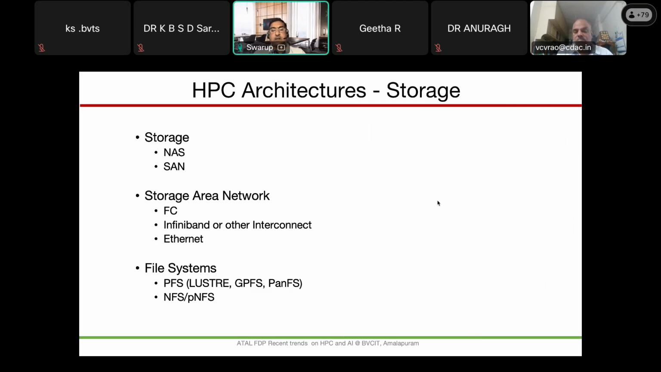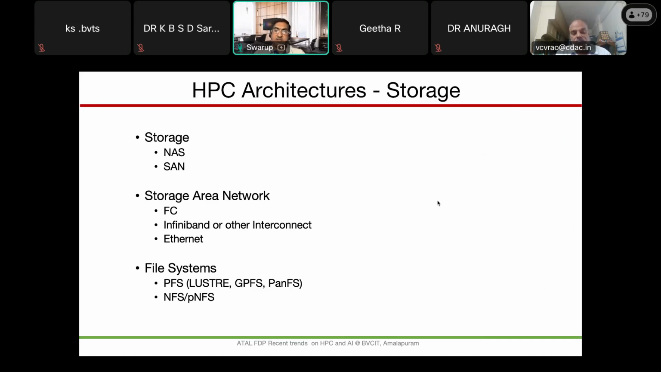Now, when it comes to the file systems, the most widely used file systems are Lustre, that is a parallel file system, and GPFS, which is from IBM. And then PanFS is from Panasas. And NFS and pNFS are also widely used.